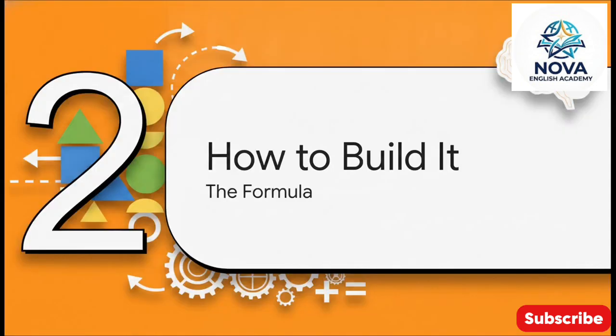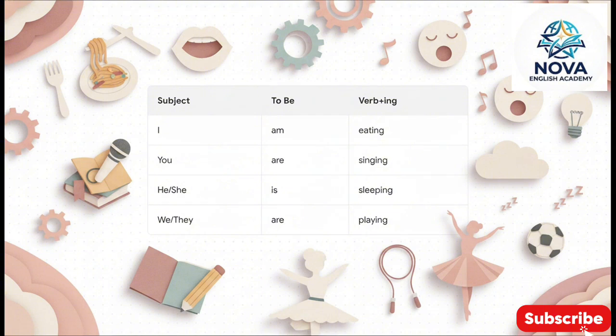Moving right along to Section 2, how to build it. Think of this like a really simple math formula. You just take your subject, add your to-be verb, so am, is, or are, and then slap an ing onto your main verb. It's that easy. I pairs with am, giving us I am eating. Singular subjects like he or she take is, and plural subjects like we or they take are. Everything just lines up perfectly.